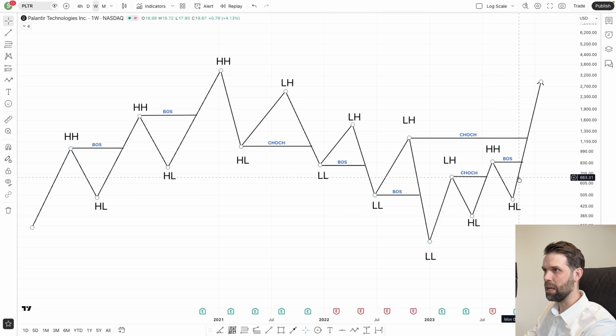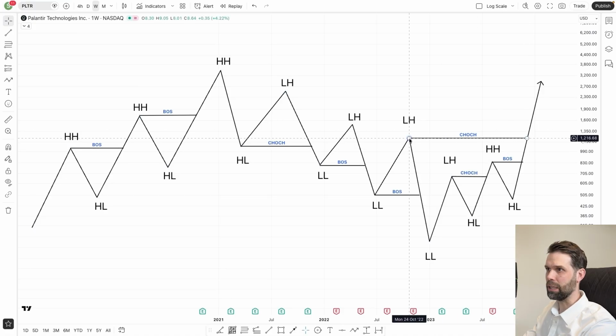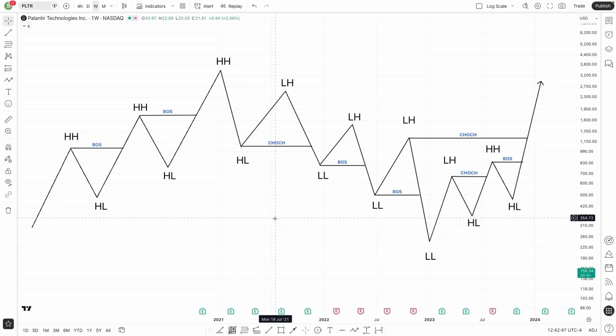The trend might change, but we make a break of structure. We continue. That's a great sign of trend continuation. And then we continue up and we officially close above this lower high. That's another good sign that the trend is changing. So those are breaks of structures and changes of character. You can take a screenshot of this to help with analyzing charts for your future charting.